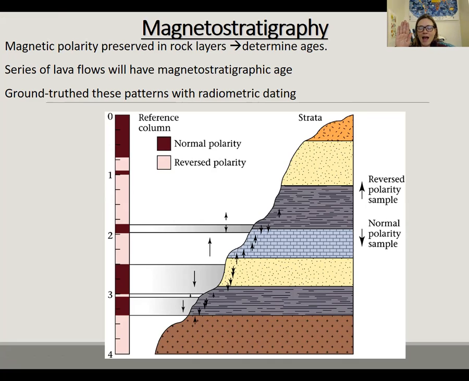So maybe if we have the North Pole up here and a continent here, and currently any lava that flows out would line up pointing towards the North Pole. If the continent previously was positioned like this, we might find that the polarity of rocks is pointing in a direction that doesn't really point either towards the North Pole or the South Pole.